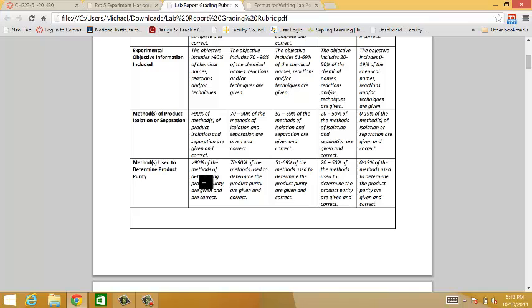Here's something that's important. Whenever I ask for the methods of determining purity, one of the qualitative methods to determine purity is the observation, its appearance. So that's always going to be something that you put down. Now, is it quantitative? No. Is it qualitative? Yes.